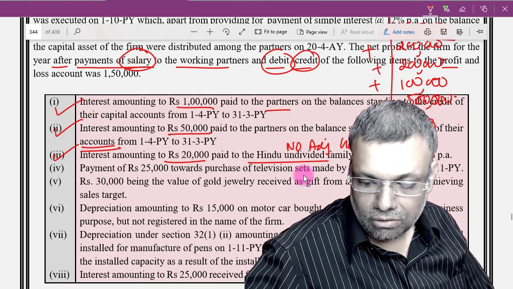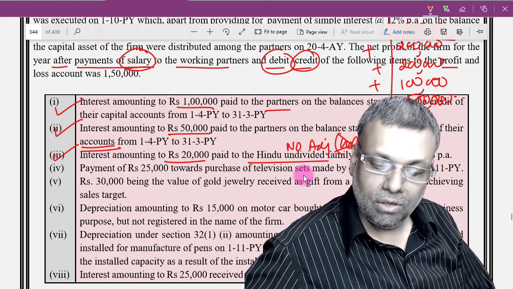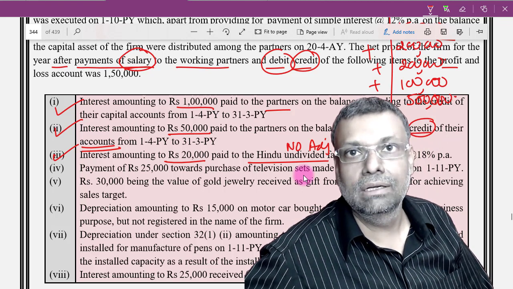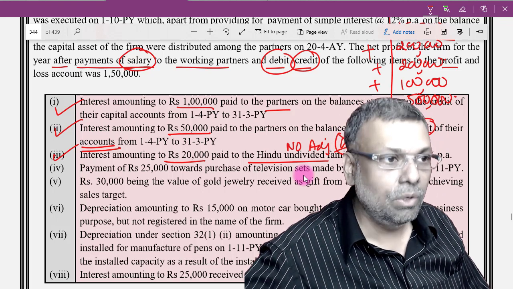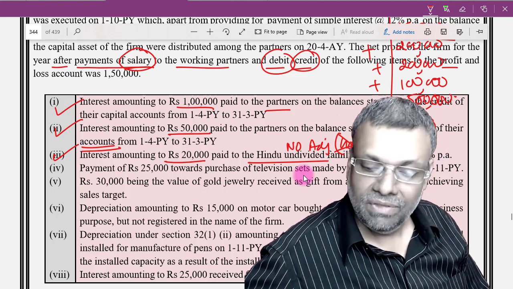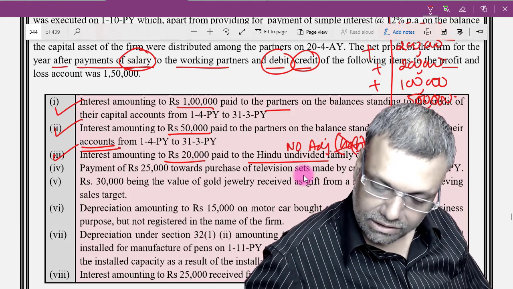In other words, for this transaction, 40B provision will not be applicable, because it is a transaction not with the partner, it is with the HUF of that particular partner. Okay. And therefore, under point number 3, we will not require any adjustments whatsoever. Okay. So now almost that interest is done.